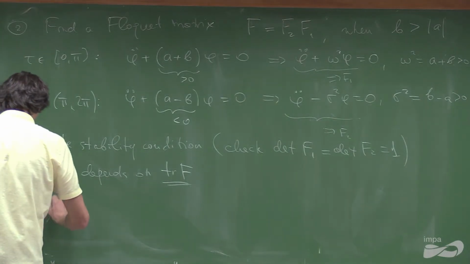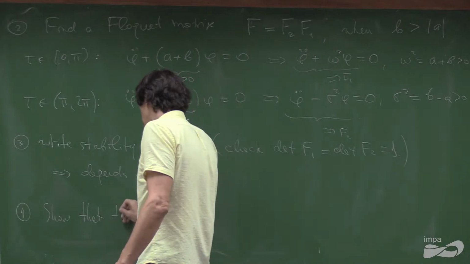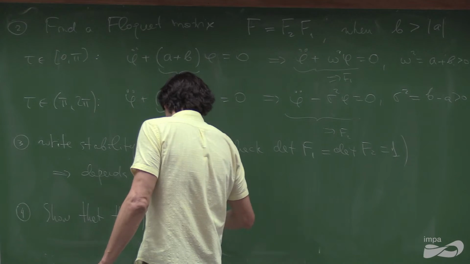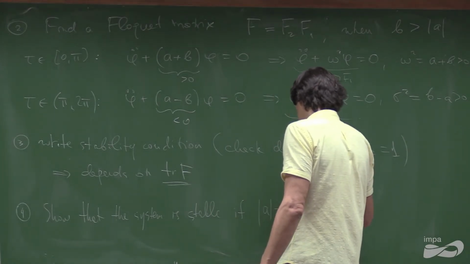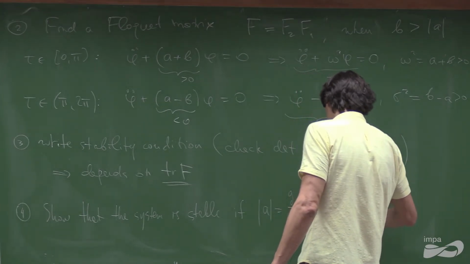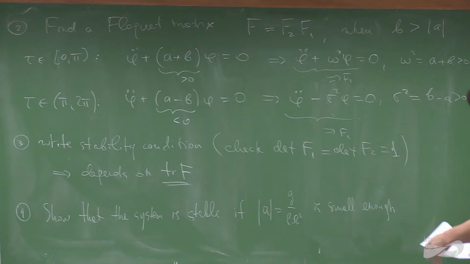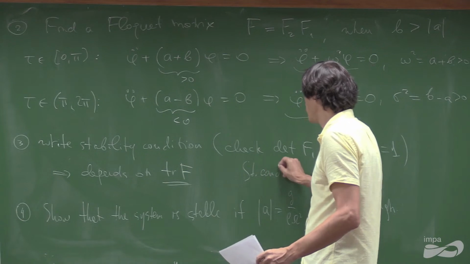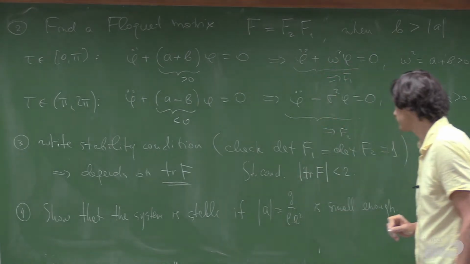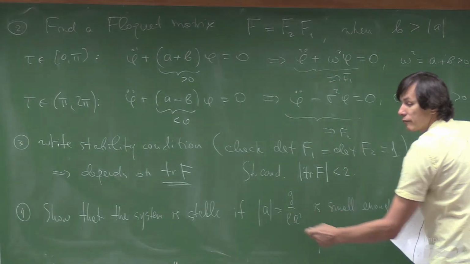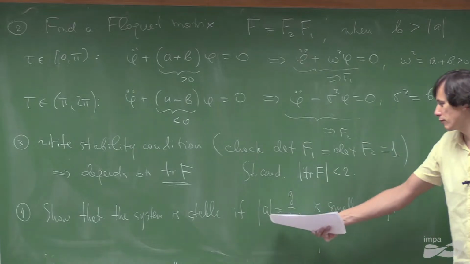And 4, show that the system is stable if A, which is g over L omega squared, is small enough. I guess this should be possible. The stability condition will be just the same: the modulus of the trace of F smaller than 2. You can compute F, and you check that it's satisfied whenever A is small enough. And this exactly shows that the inverted position of the pendulum becomes stable if A is small enough, which means that the frequency is large enough.